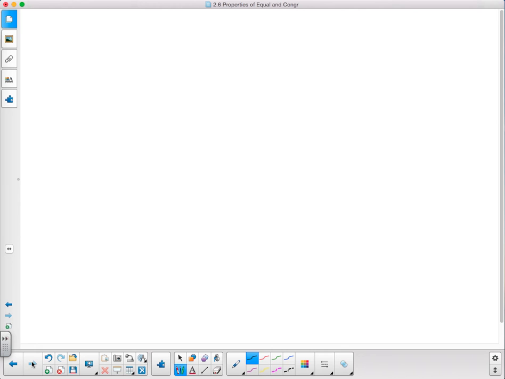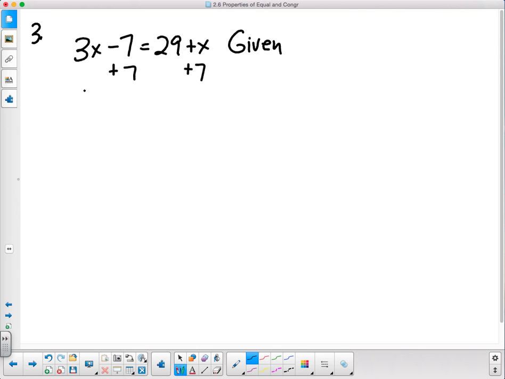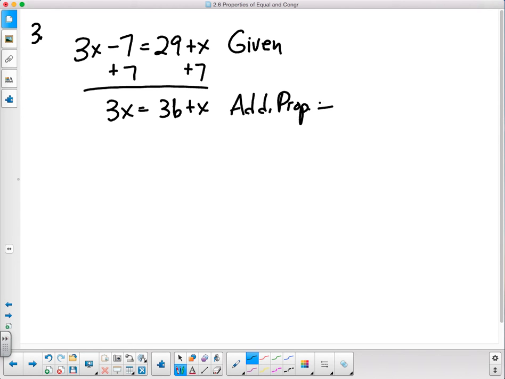Problem 3 could have more than one solution to it. Okay, Dallas, what'd you do for your first step on number 3? Okay. So if you did something different, that's possibly fine. Let's see how it ends up in the end. He's got 36 plus x. He did the addition property of equality, then what would Dallas do?